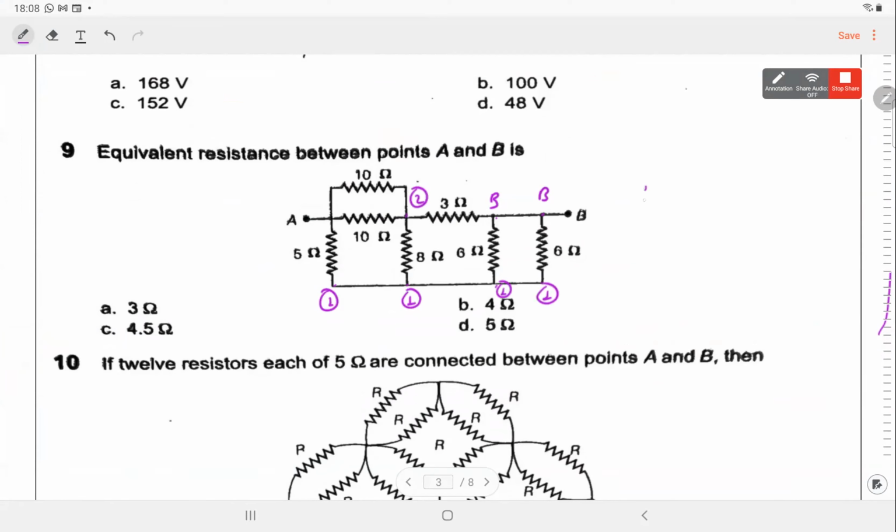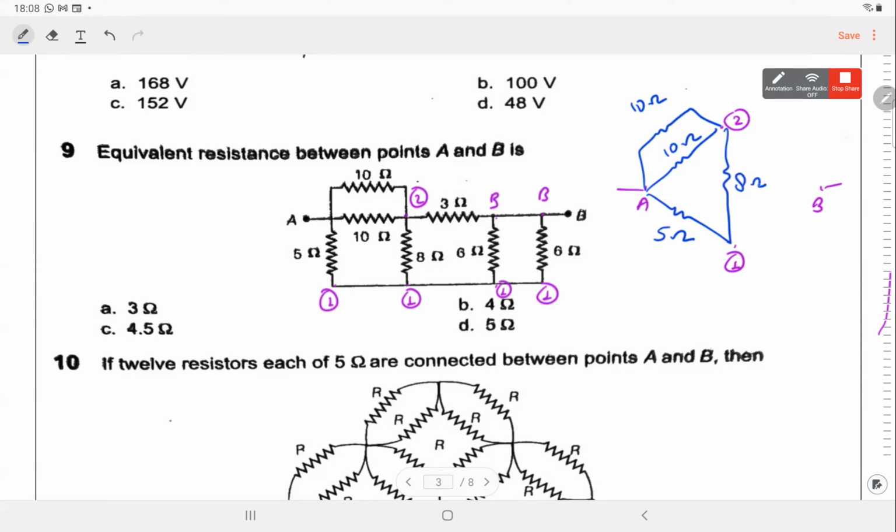So when we redraw this circuit, we take A and B at the ends. 2 and 1. Between A to 2, there is a 10 ohm resistor. So 10 ohm and 10 ohm. Between A to 1, there is a 5 ohm resistor. 2 to 1 में 8 ohm का resistor है. This is the 8 ohm resistor.